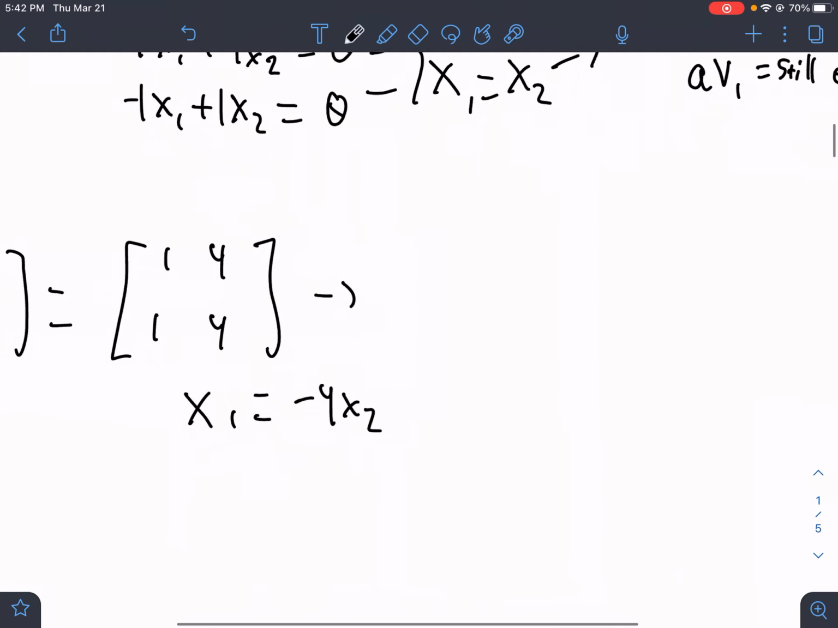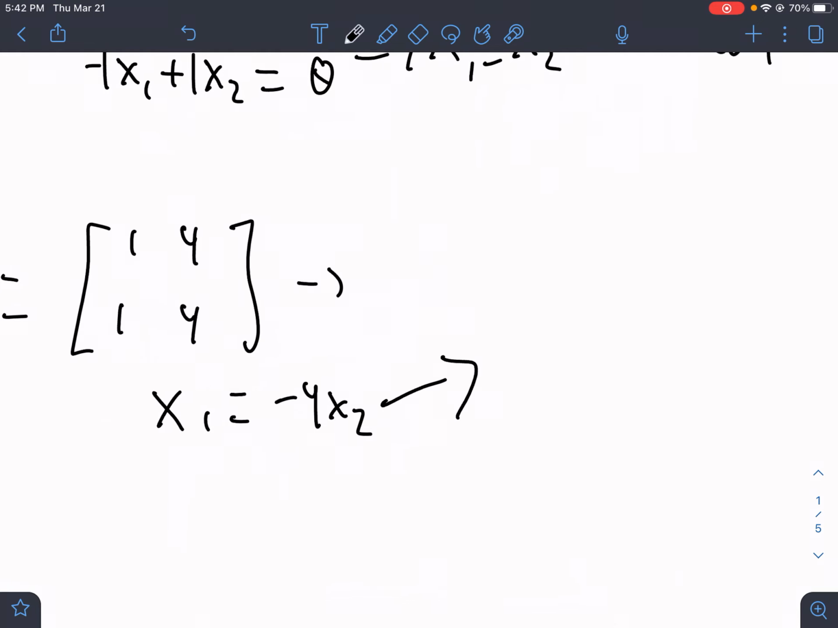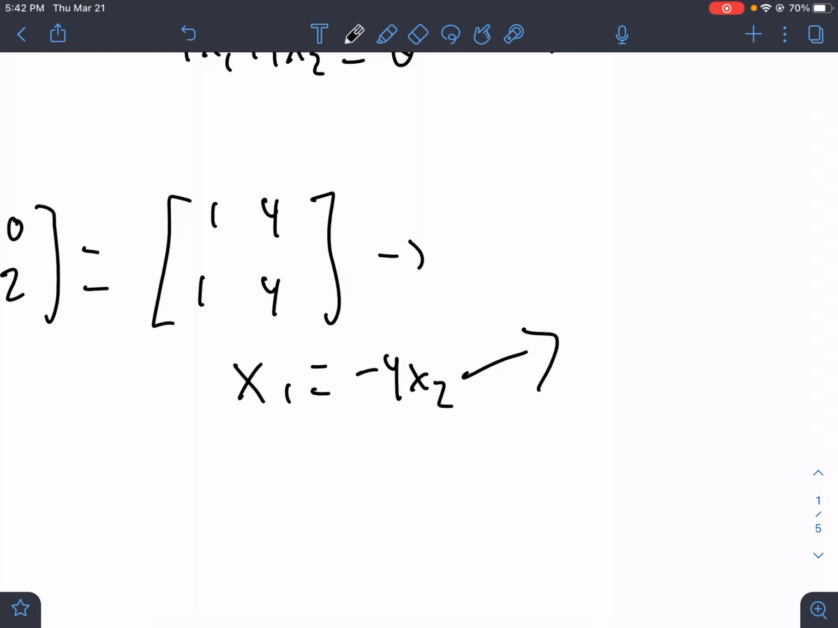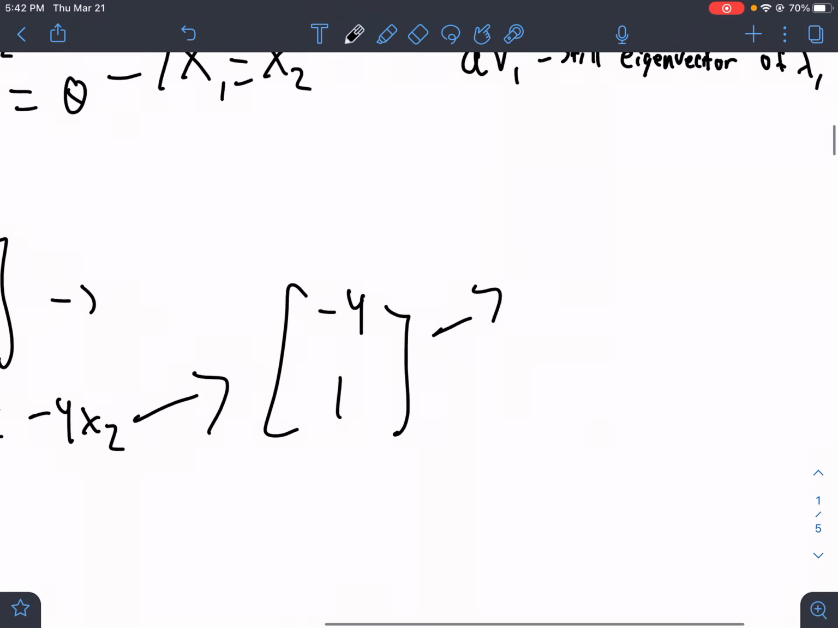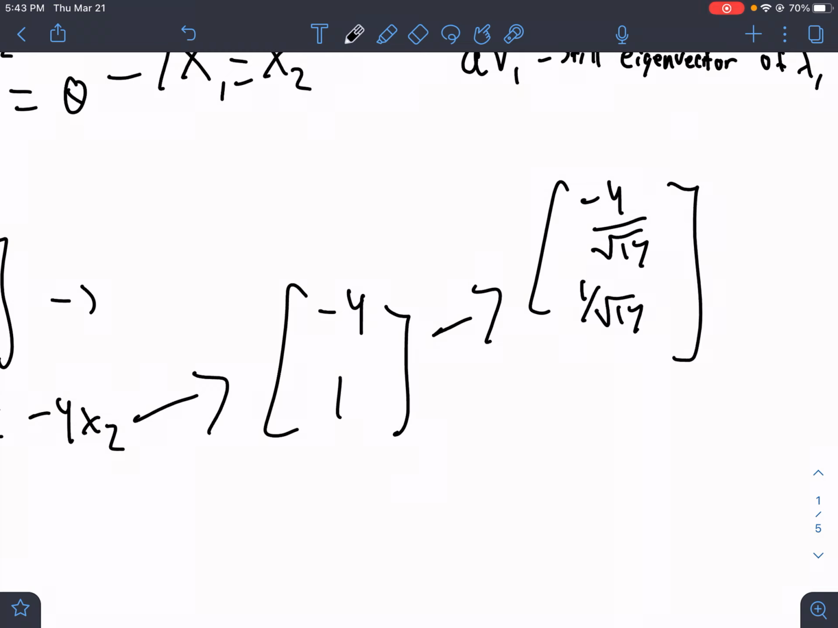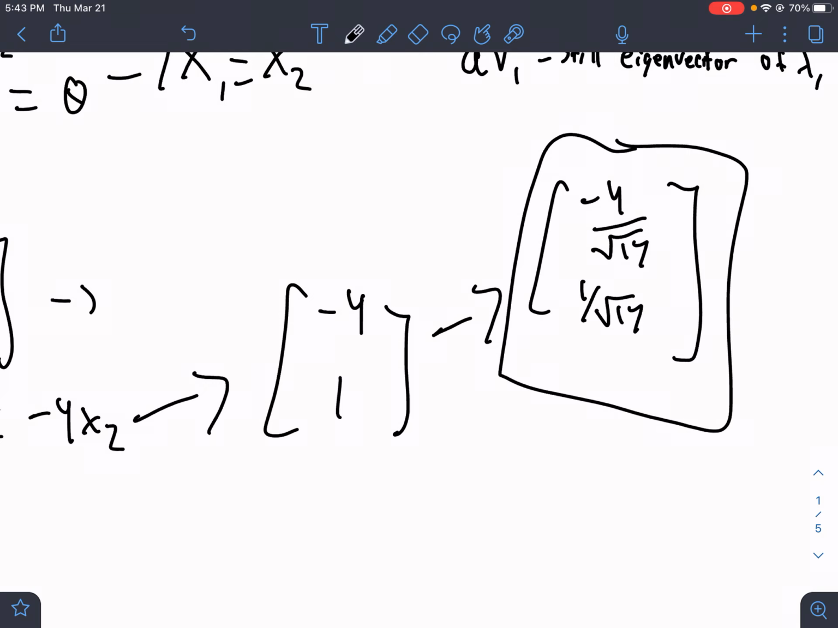There we go. And by knowing this, because x1 is equivalent to negative 4x2, our eigenvector can look of this shape. And then we can normalize it, and we get negative 4 over root 17, 1 over root 17. That is our second eigenvector.